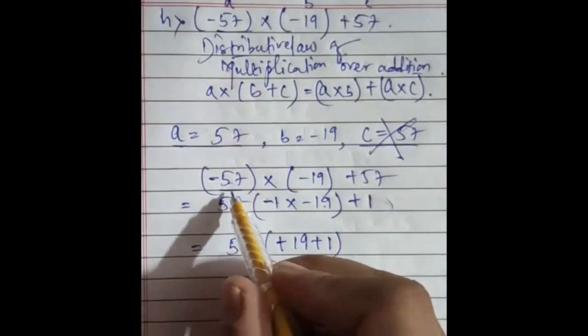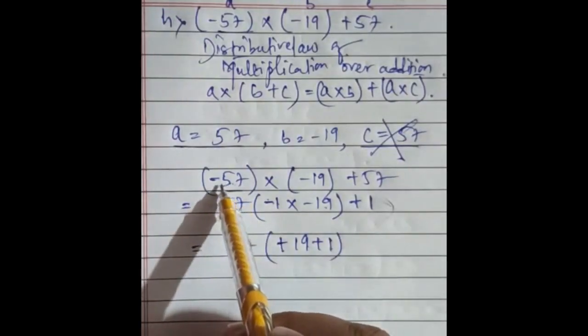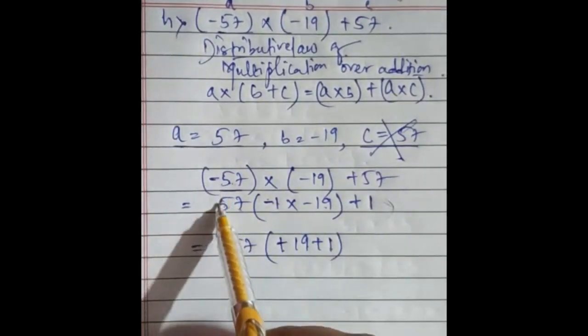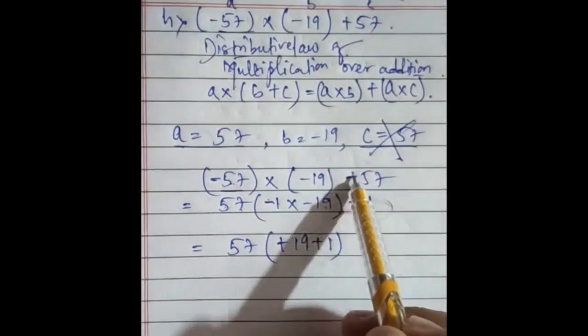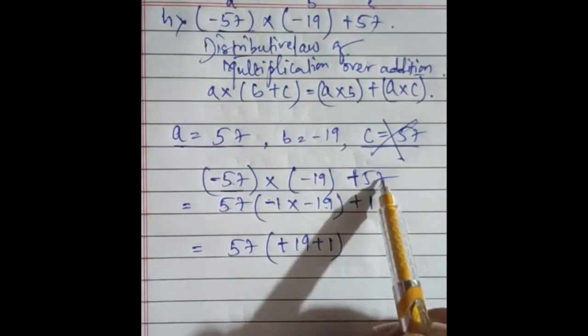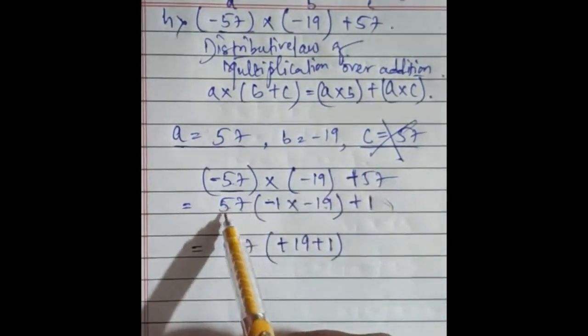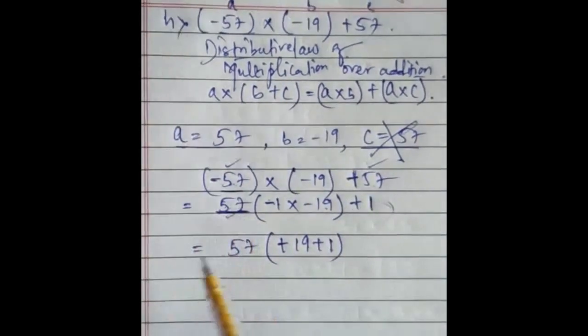Now 57 we have, again I'm repeating this if you are not clear. Just see, I can take minus 57 common if suppose here it was minus 57, here it is plus 57, so I cannot take minus 57. So I have to take plus 57 as a common. Here both the numbers are same, so I'm taking 57 as a common.